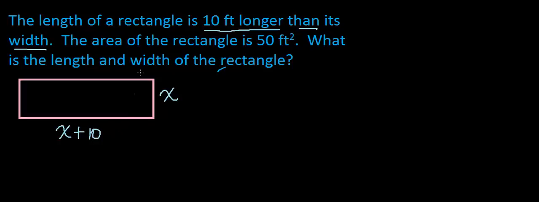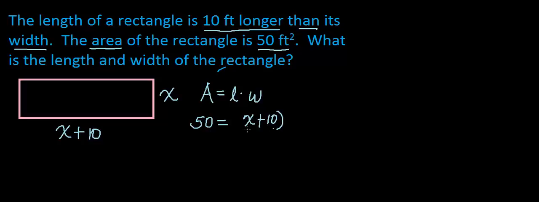Once we've done this, I take this additional information about the area. The area of a rectangle is equal to the length times the width. And now, with this formula, I can substitute the information they gave me on area, which is 50 square feet. So for A, I'm going to substitute the area that was given. For the length, I'm going to substitute this expression here, which is x plus 10. And for width, I'm going to substitute x.